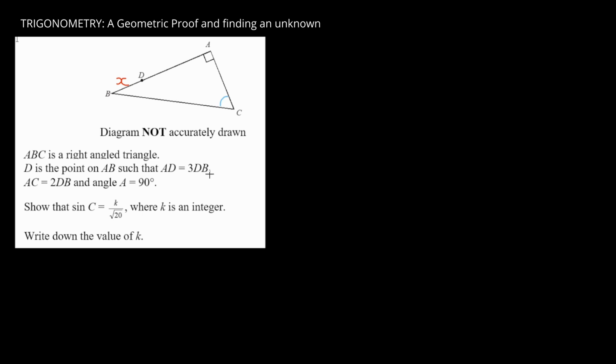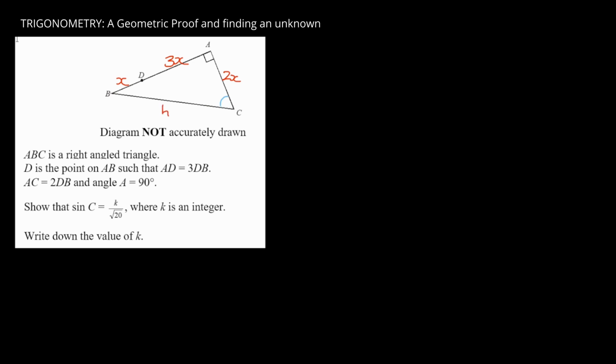Using this first relationship, AD is 3 times x. So this is 3x. And AC is 2 times this, so this is 2x. Suddenly the problem isn't half as bad. As I said before, we're going to need the opposite divided by the hypotenuse if we want to find the sine of C. But we don't know the hypotenuse. But Pythagoras will find it for us.